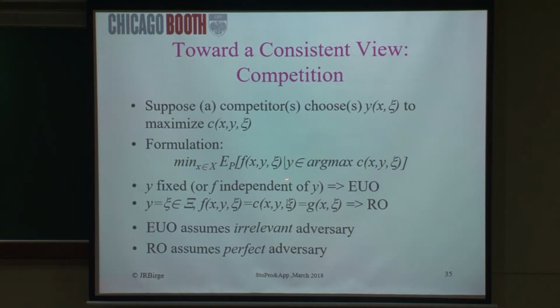Or your competitor can choose in reaction to you and whatever the action is that you might take. So a way to look at it is, if you think about it in this sort of game framework, expected utility optimization means that your competitor is kind of irrelevant, whereas robust optimization assumes that your competitor is perfect. They're always kind of giving you the worst possible case for anything that you do.